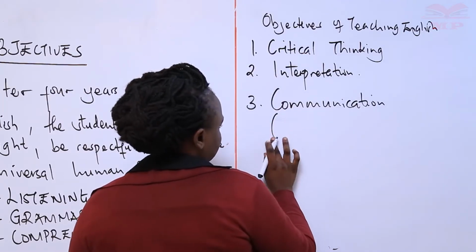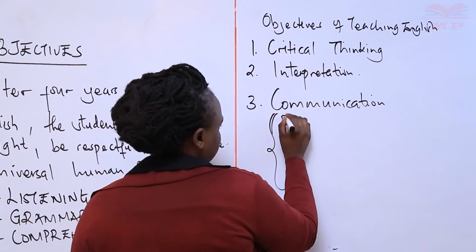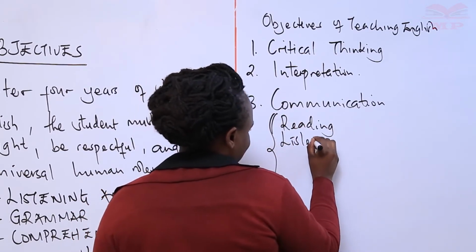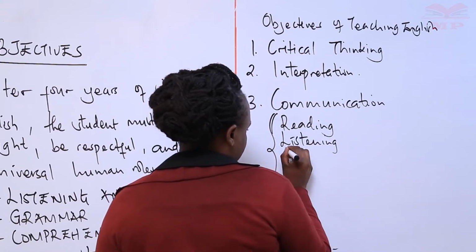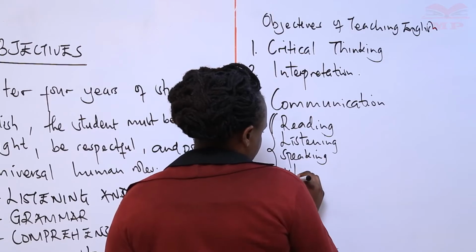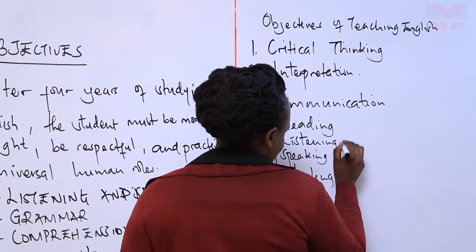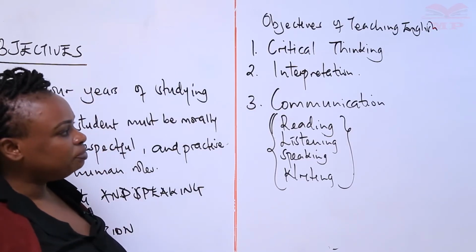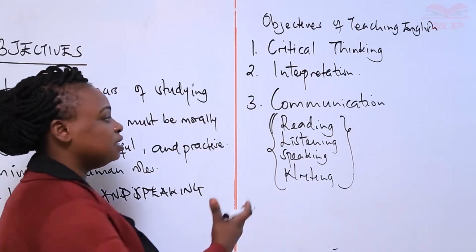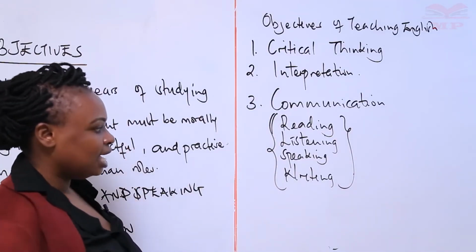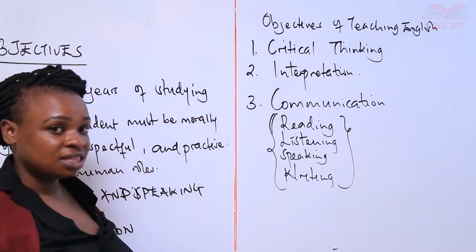communicate. In terms of communication, we have different aspects: we have reading, we have listening, we have speaking, we have writing. So all these aspects, okay, you will be able to communicate because of having the ability to read, having the ability to listen, having the ability to speak, and having the ability to write.